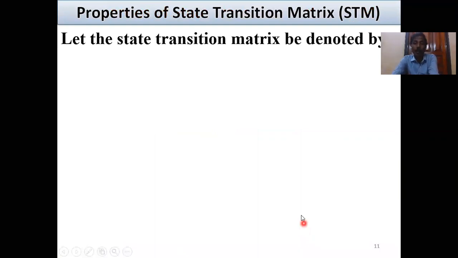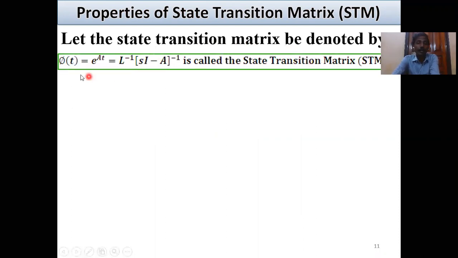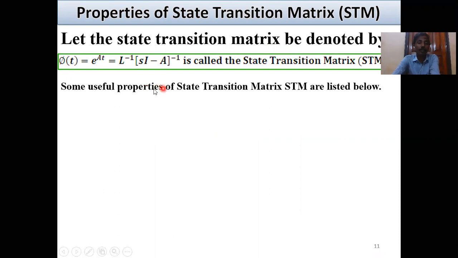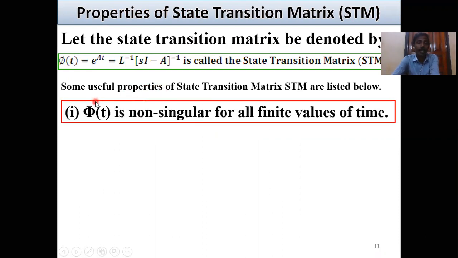State transition matrix. Let the state transition matrix be denoted by phi t, already discussed, phi t equals e to the power At equals L inverse of sI minus A whole inverse. Some useful properties of the state transition matrix are listed below.